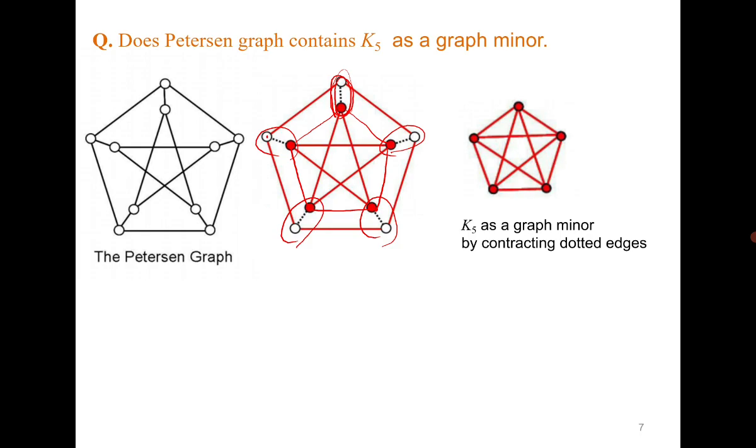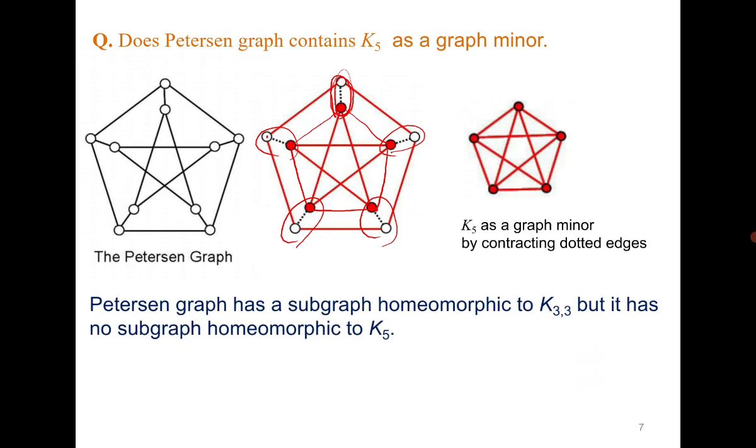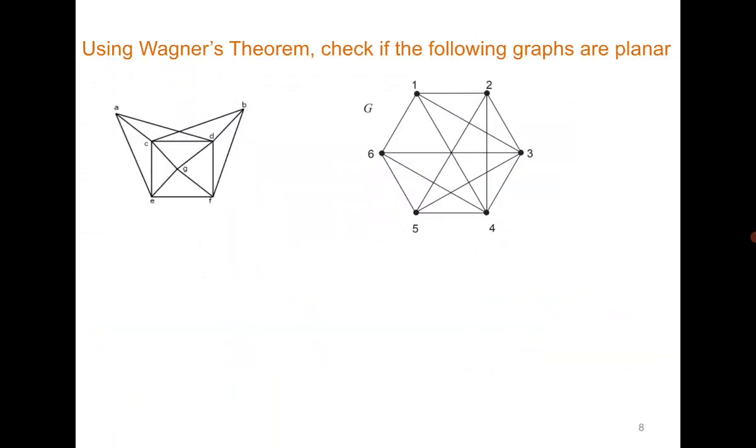So it means the Petersen graph does not have a subgraph which is homeomorphic to K5, but it has K5 as a graph minor. So use Wagner's theorem to check if the following graphs are planar. Two simple examples. You need to quickly check them, and then you can see the discussion.